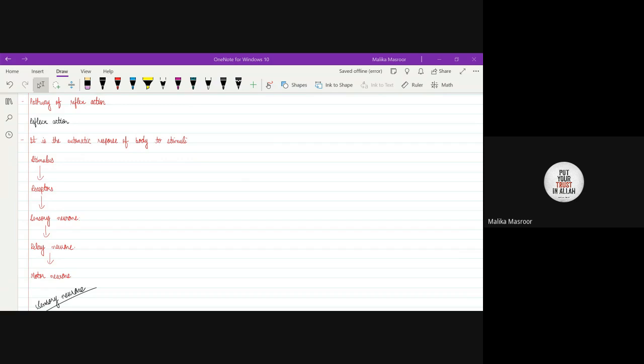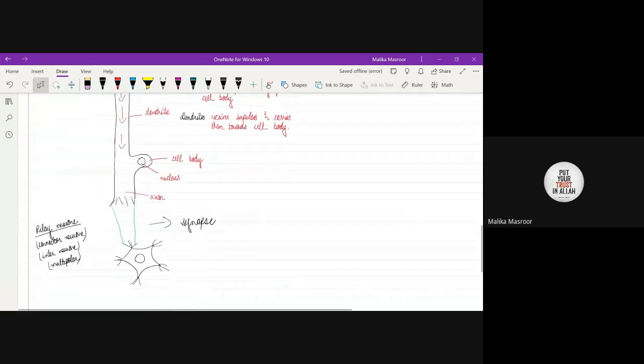Receptors will send impulses to the sensory neuron, sensory to relay. Relay will basically just relay it, like relay races, where you pass the baton from one person to another. So the relay neuron will transfer the impulses from the sensory to the motor neuron. Is this clear? Yes.